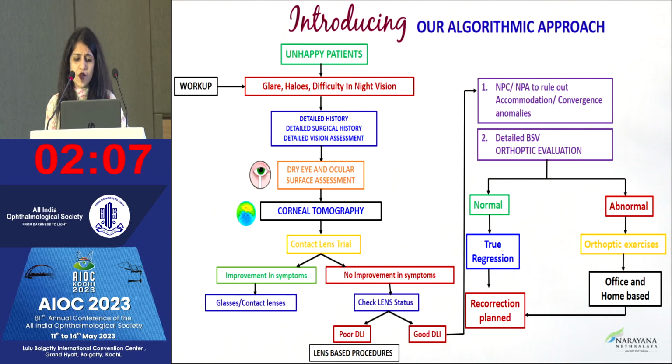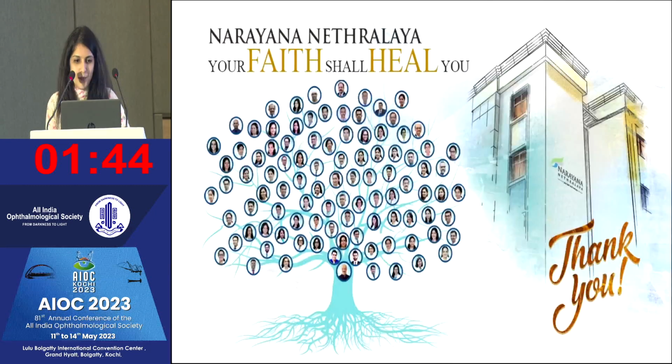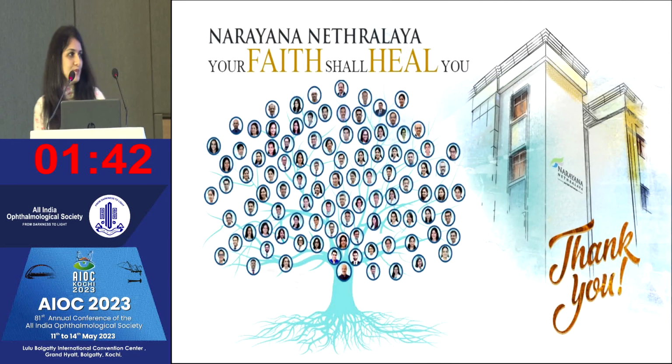But if at all there is no improvement in the symptoms, you need to go and check the lens, if at all that patient needs a lens-based procedure. But if the lens is also not the culprit, then in that case, an orthoptics evaluation becomes mandatory in order to identify whether the patient has any accommodation or convergence anomalies, and also if it is a true regression, and accordingly plan the treatment. Thank you for your kind attention.